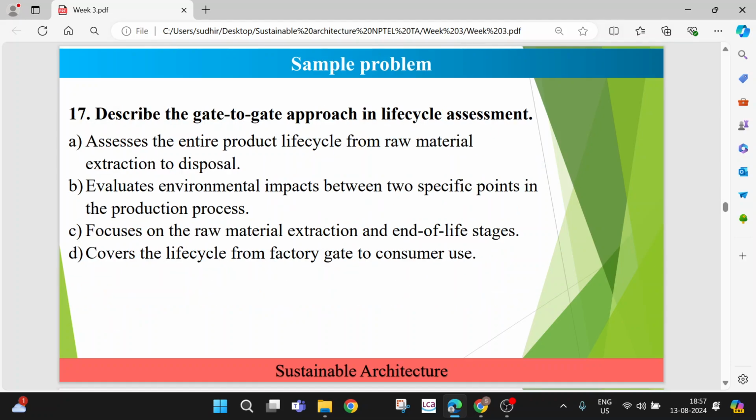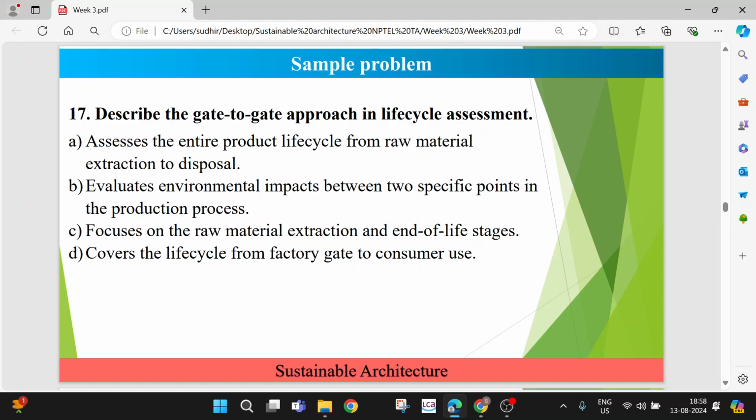This is the 17th question. Option B, sir. So option B is the right answer for this one, gate to gate. If you have seen the system boundary very well, gate to gate means from the outlet of one product, as you can see in option B also, gate to gate evaluates the environmental impact between two specific points in the production processes.